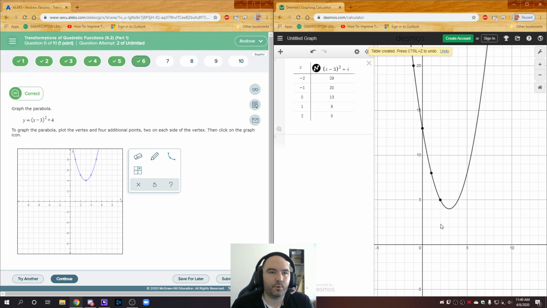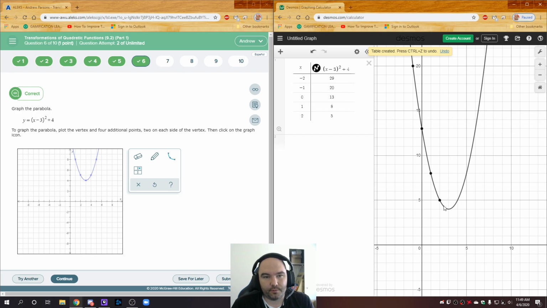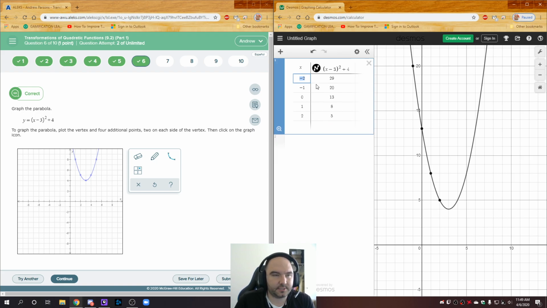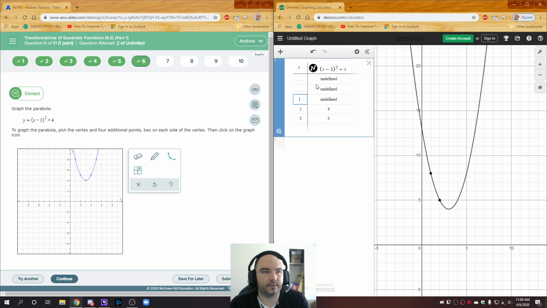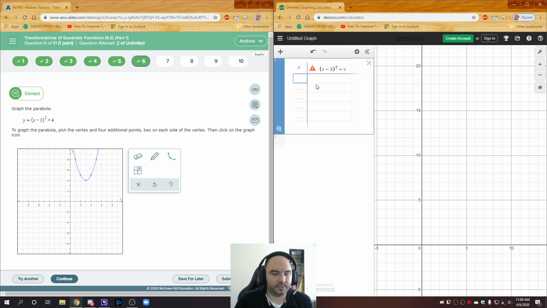and the table will contain points. However, just like the 9.1 assignment, some of the points are not necessary. It always gives us these 5 numbers, -2, -1, 0, 1, 2. Those aren't what I want. The vertex was at 3, so I should first delete all this. I should type in 3, 2, 1.